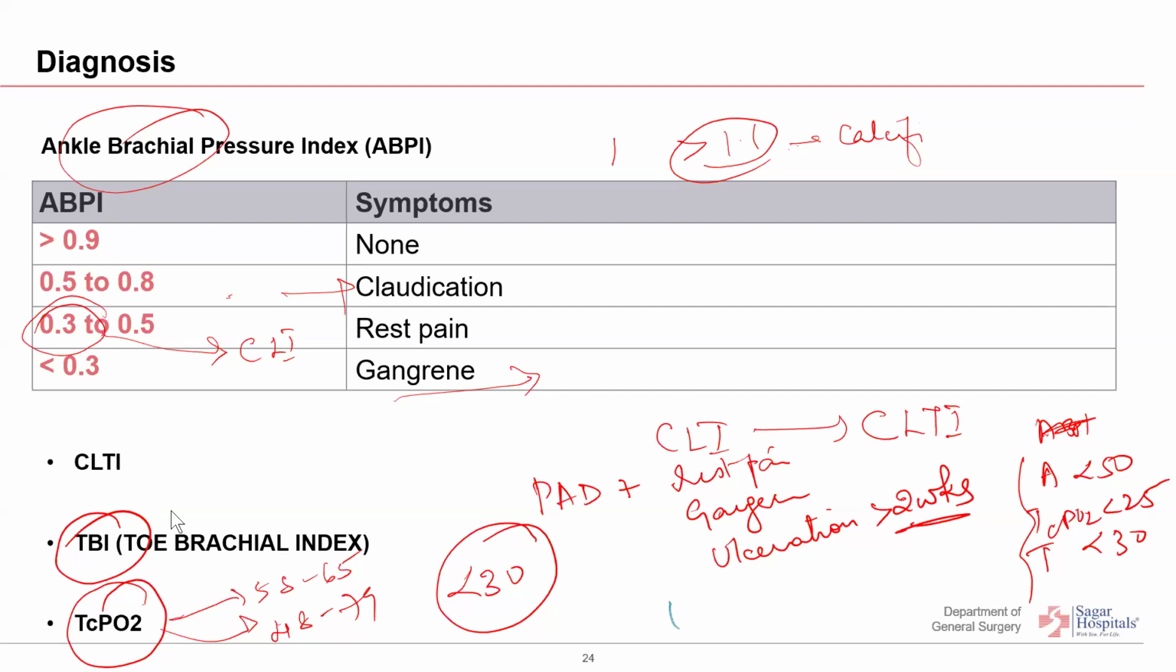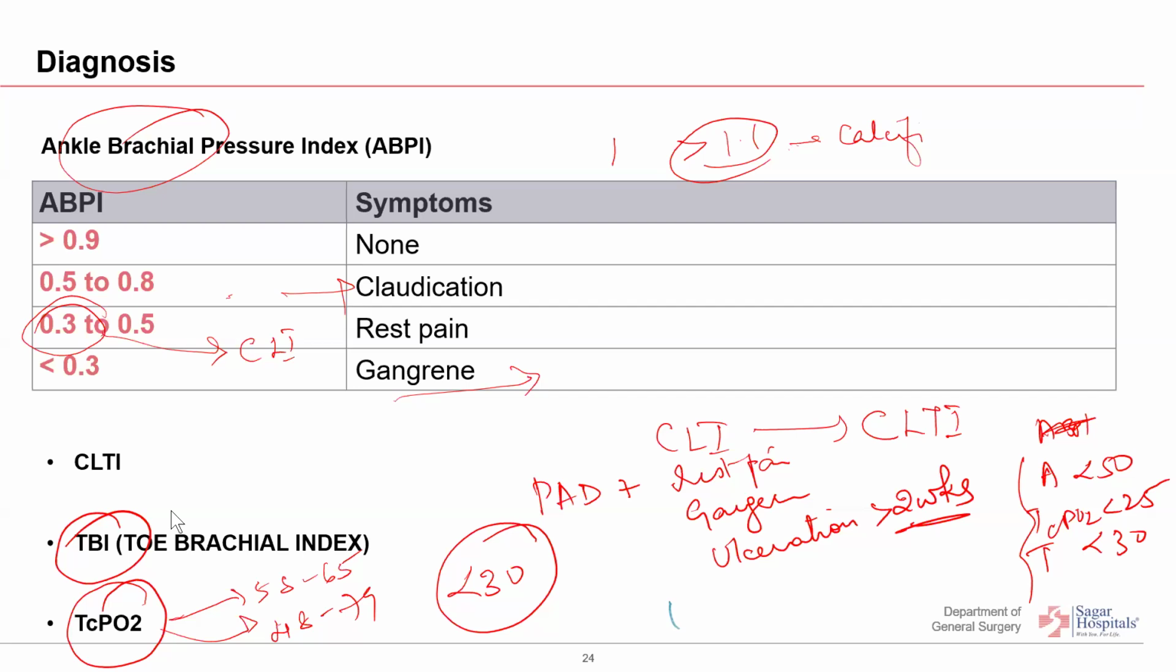Like you said, critical limb ischemia has been replaced by chronic limb threatening ischemia. That is the new terminology which has come in the latest guidelines. And the other one which you said is also correct.